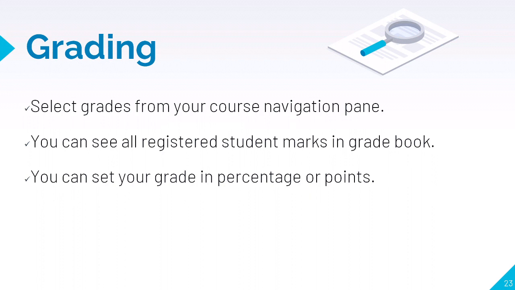Now come to the next part, grading. How can we grade the students for the quiz? You have to select grades from the course navigation pane. Then you can see all the registered students' marks in the grade book. You can set your grades in percentage or points.